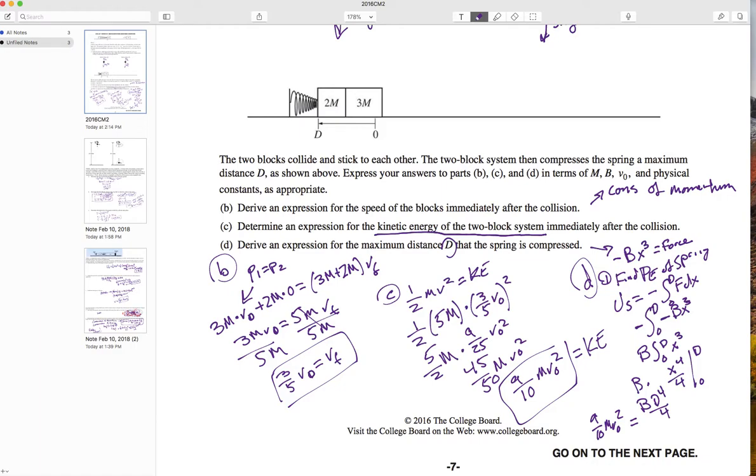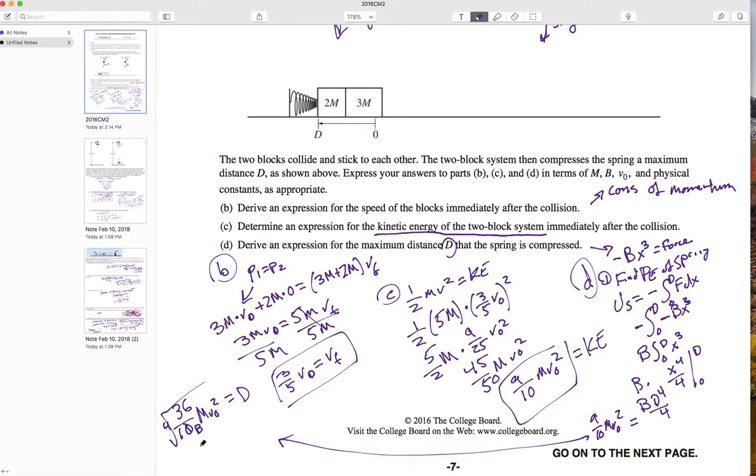Okay, and so if we want to resolve this, well, we have to isolate the d value here, which means we have to multiply both sides by 4. I'm going to move this over here. So we get 36 over 10 mv0 squared over beta, so 10 beta. And then we take the fourth root of that, and that is my distance.